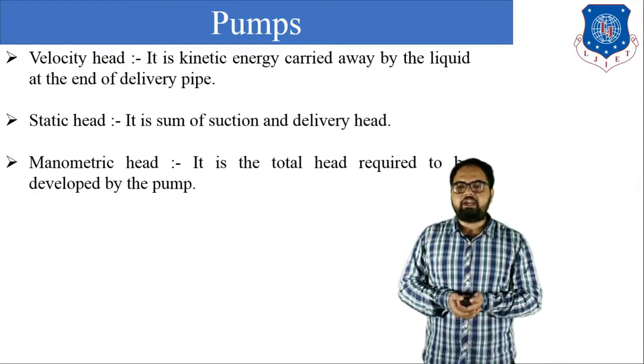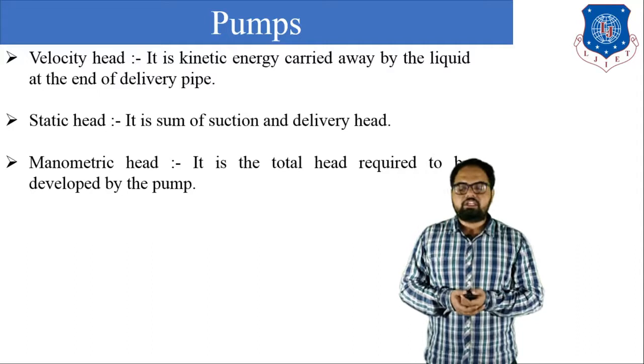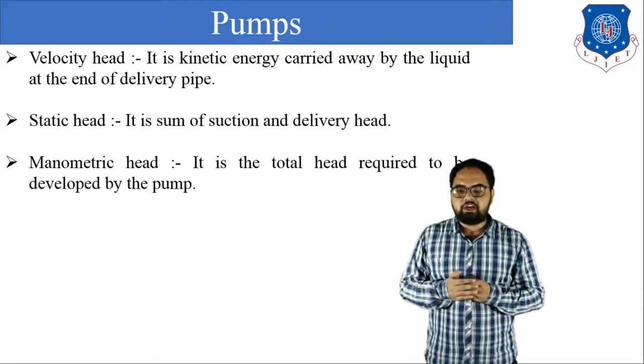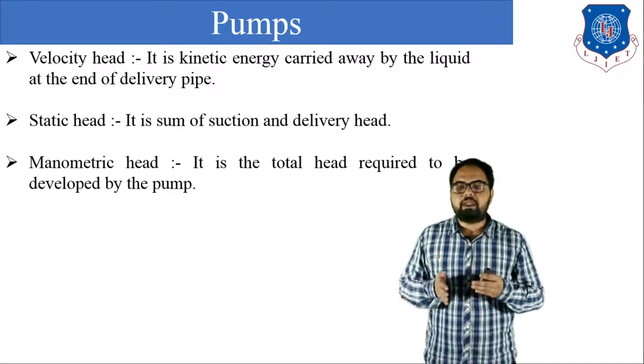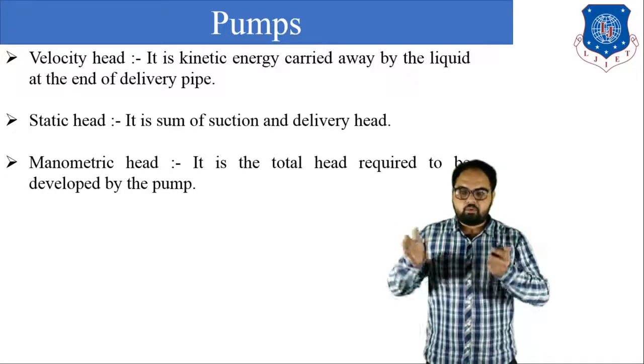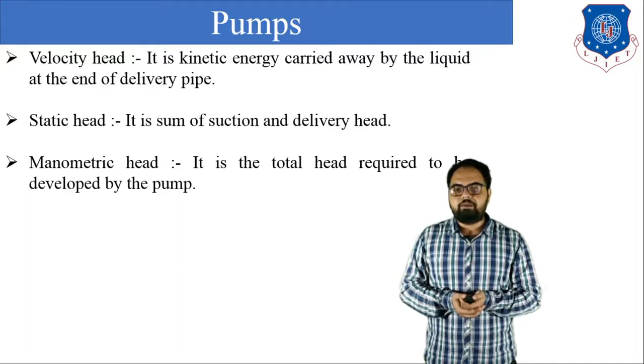The manometric head hm is equal to the sum of suction head plus delivery head plus velocity head plus friction loss in suction pipe plus friction loss in delivery pipe plus friction loss in pump. All the friction will be considered while designing the manometric head of the pump.